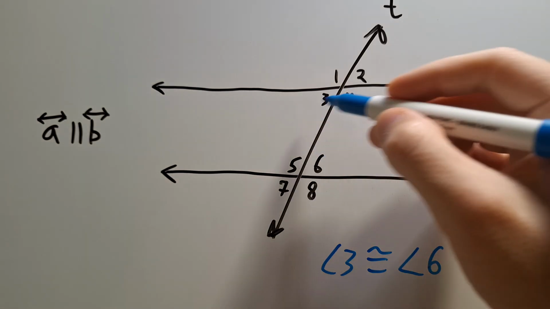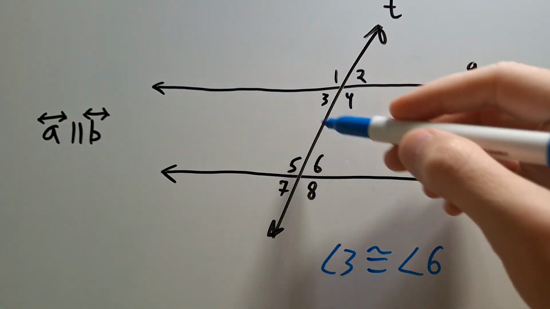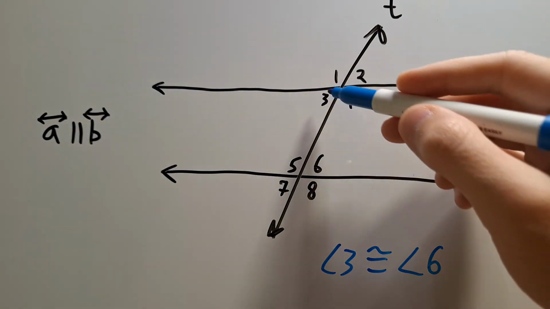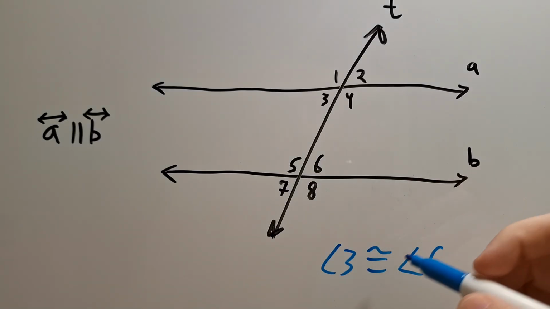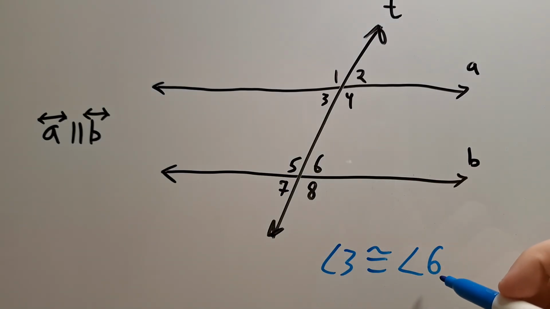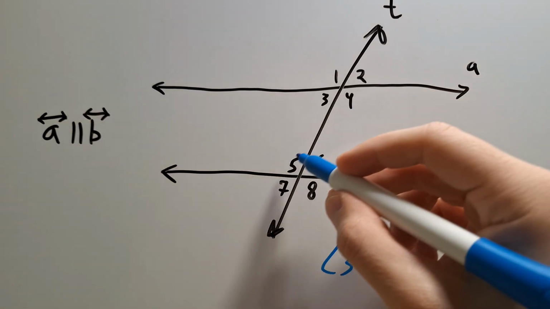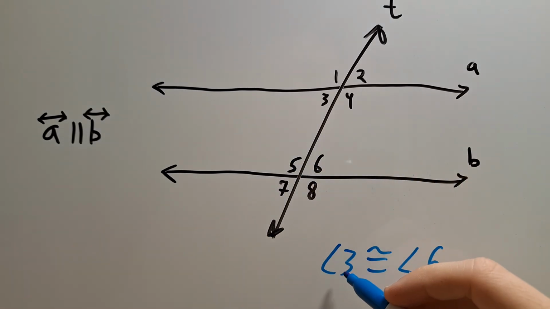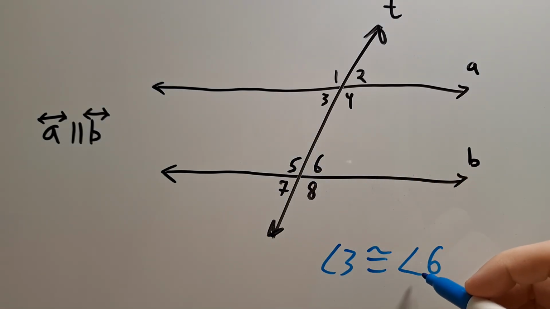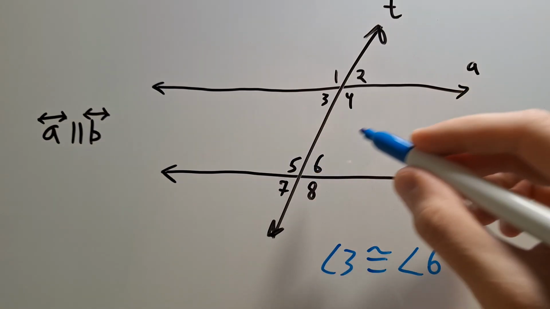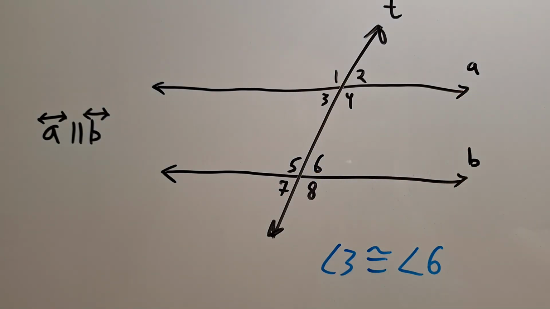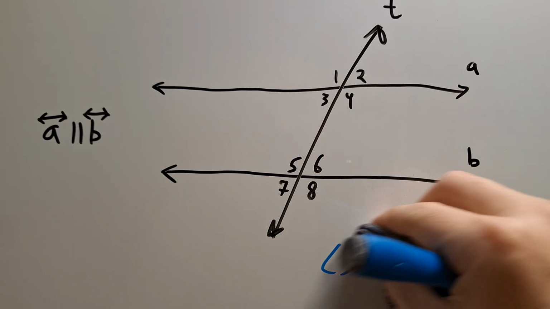Interior because they're inside the parallel lines, and then alternate because they lie on alternate sides of that transversal. And we only have 2 sets, angles 3 and 6, as well as angles 4 and 5. So angles 3 and 6 are congruent, as well as angles 4 and 5. That takes care of alternate interior angles.